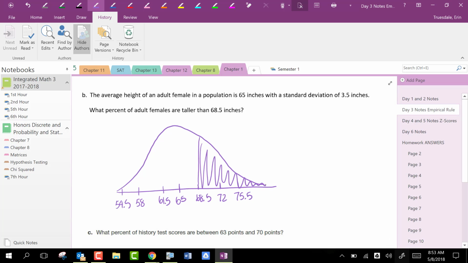Okay, let's talk about this one. So I made my curve. 65 was my mean, and then I had to add 3.5 or subtract 3.5 to fill in my standard deviations away from the mean. And then it says what percent of adult females are taller than 68.5? So I want 68.5 and up. Anybody have any suggestions how to approach this one?